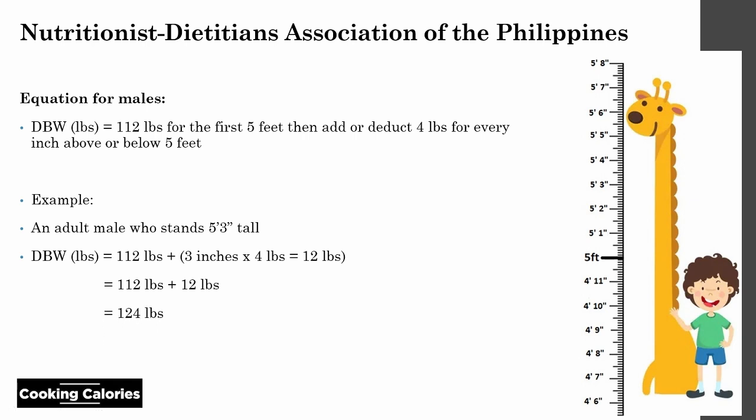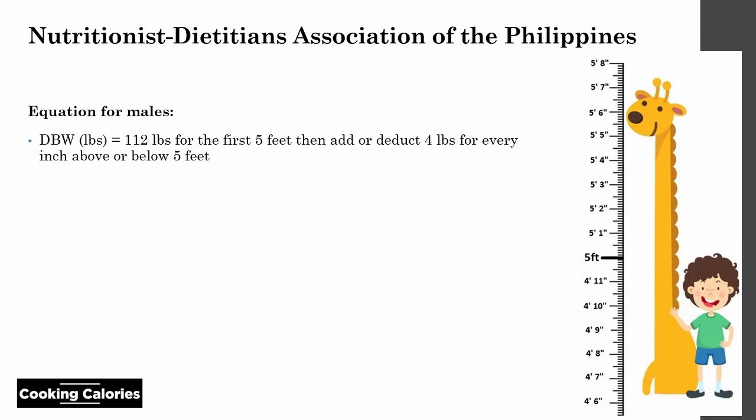But if you wanted to convert the weight in pounds to kilograms, we will use this conversion factor. 1 kilogram is equivalent to 2.2 pounds. So we will divide 124 by 2.2 pounds. So that will give us 56 kilograms. So the ideal body weight in kilograms is 56.